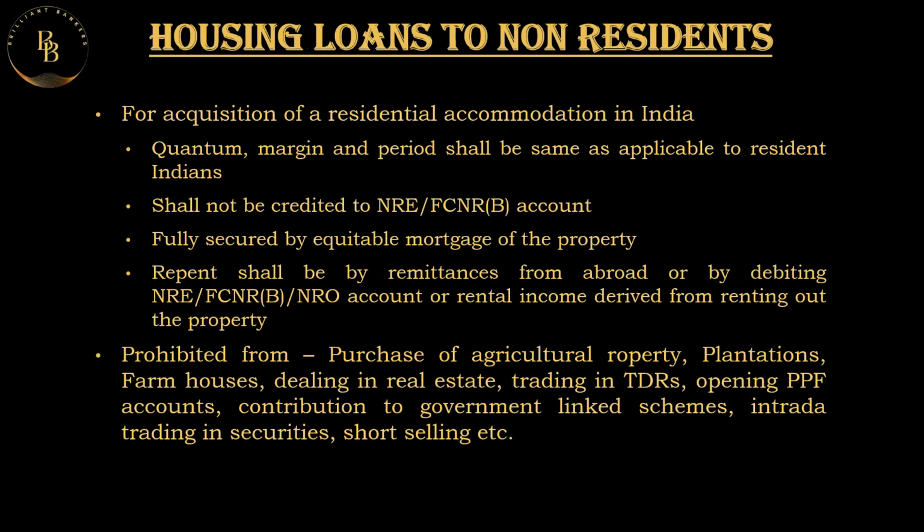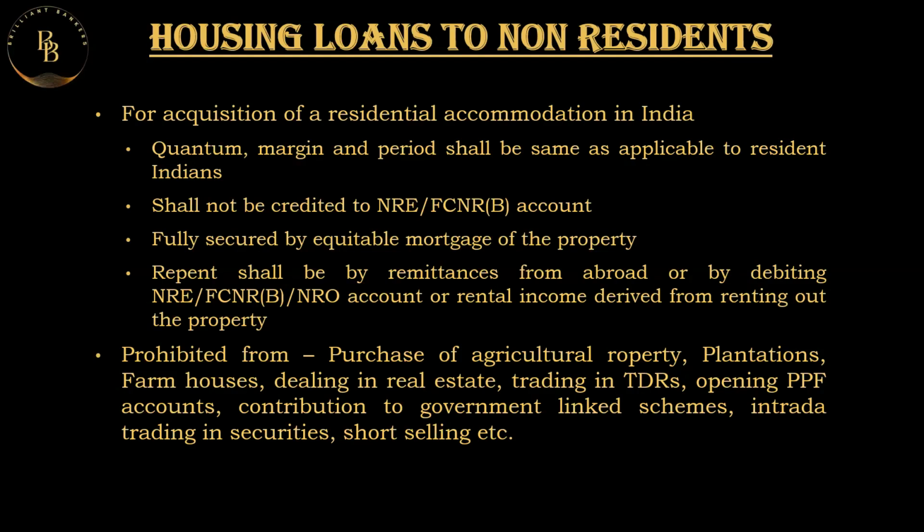Housing loans that are being given to the non-residents. Banks may grant housing loans to non-resident Indians for acquisition of residential accommodation in India, subject to some conditions. The quantum of loan, margin money, and the period of repayment shall be the same as applicable for a resident Indian. The loan amount shall not be credited to the NRE or FCNR accounts. The loan shall be fully secured by equitable mortgage of the property that has been proposed to be acquired, and if necessary, also by lien of the borrower's other assets in India. Repayment shall be by remittance from abroad or by debiting NRE, FCNRB, or the NRO account of the customer, or by rental income derived from renting out of the property.